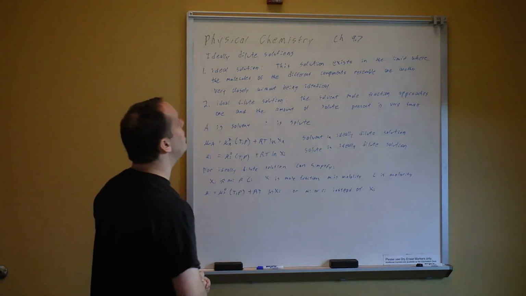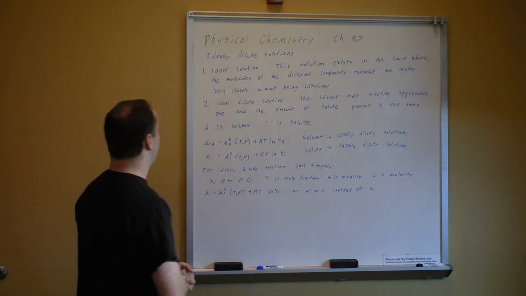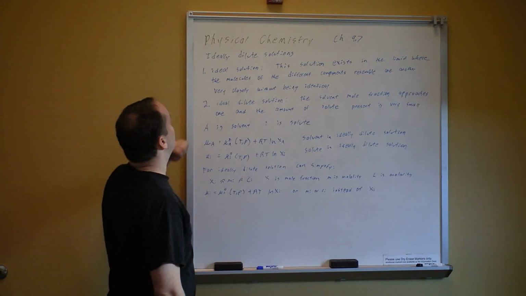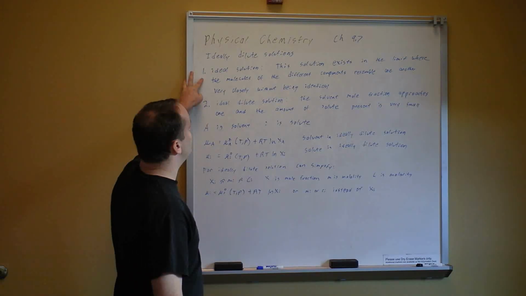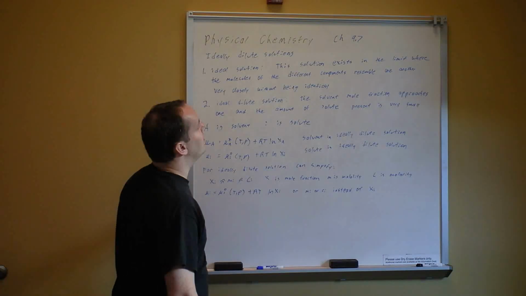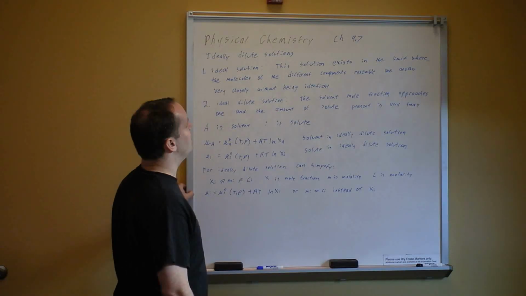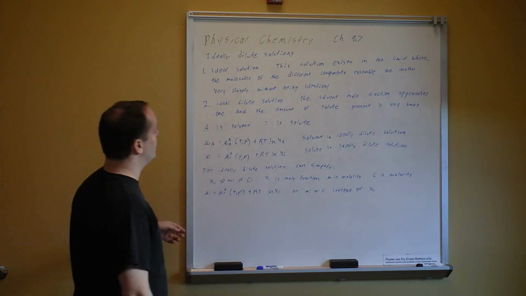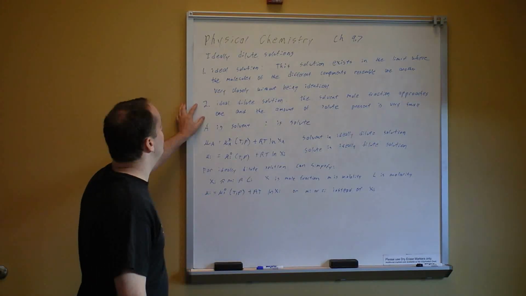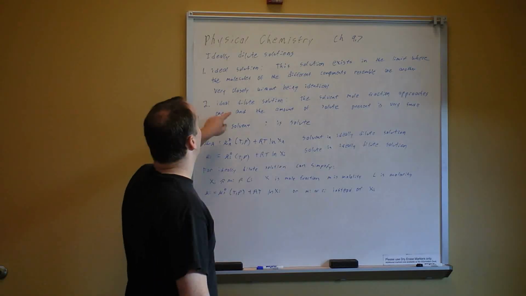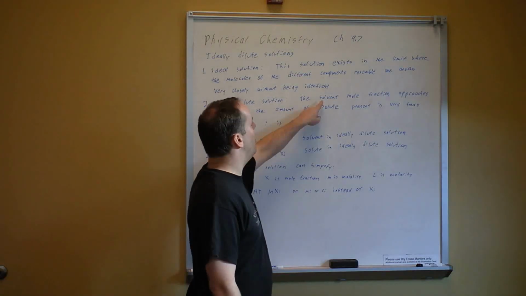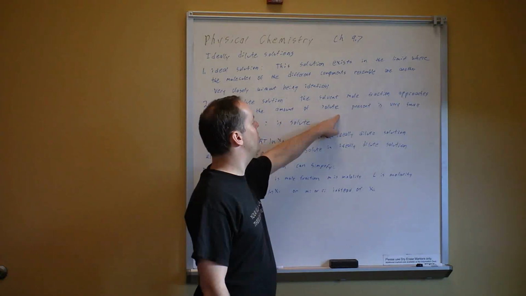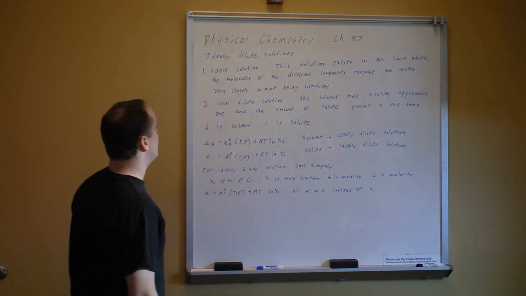Continuing on physical chemistry, chapter 9. This here is all of section 7 that we're doing. So we're talking about ideally dilute solutions. Now an ideal solution exists in the limit where the molecules of the different components resemble each other very closely without actually being identical. And 2, ideal dilute system or ideally dilute system, the solvent mole fraction approaches 1. And the amount of the solute present is very small.